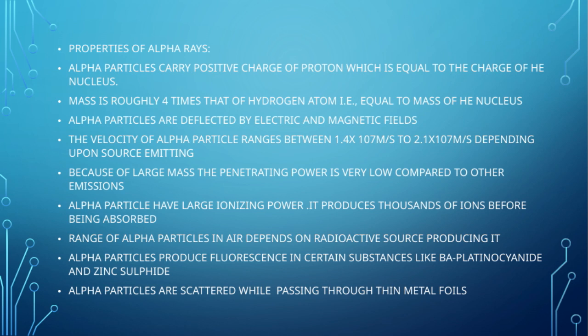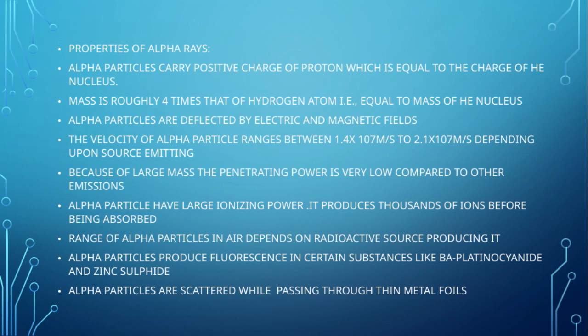Their mass is approximately 4 times that of a hydrogen atom, so you can think of it as being roughly the same as the mass of a helium nucleus. This significant mass means that alpha particles are deflected when they pass through electric and magnetic fields, although not as easily as lighter particles like electrons. The velocity of alpha particles varies depending on the source emitting them, generally ranging from about 1.4 times 10 to the 7th meters per second up to 2.1 times 10 to the 7th meters per second.